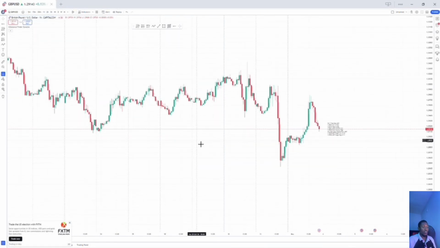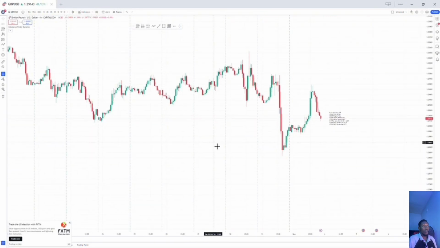Fair value gaps refer to areas on the price chart where there is a noticeable difference between the current price and its perceived price. These fair value gaps typically occur when the price moves rapidly. Understand, they always occur when price moves out rapidly, leaving behind a space where little trading activity takes place. For instance, when the price experiences a sharp increase or decrease, it creates a gap on the chart.